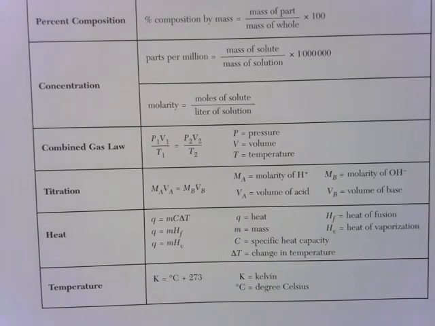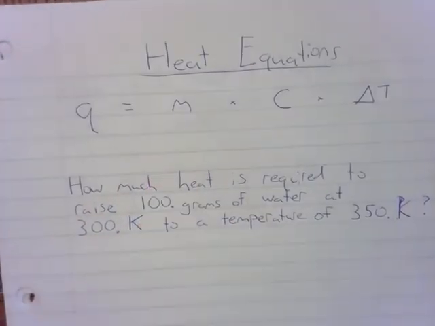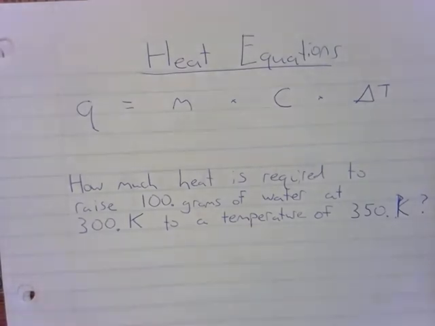And since it's the change in temperature, it really doesn't matter whether the units are Celsius or Kelvin, because a 1 degree change in Celsius is the same as a 1 degree change in Kelvin. So it's just the difference between temperatures. So let's focus on this first heat equation. Q is equal to mc delta T. And let's look at this potential problem.